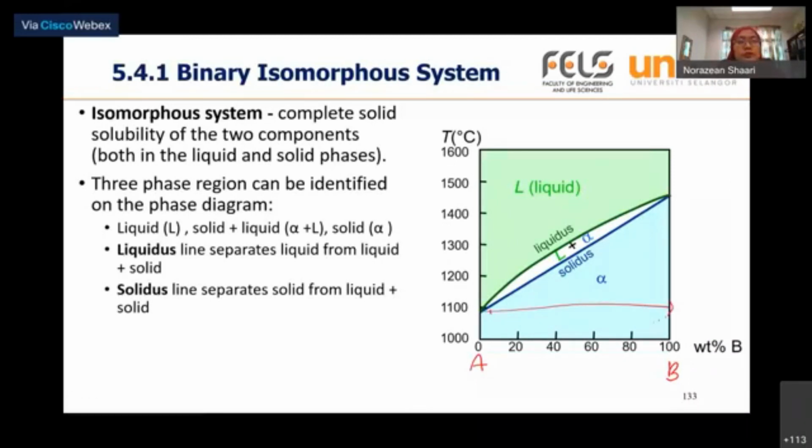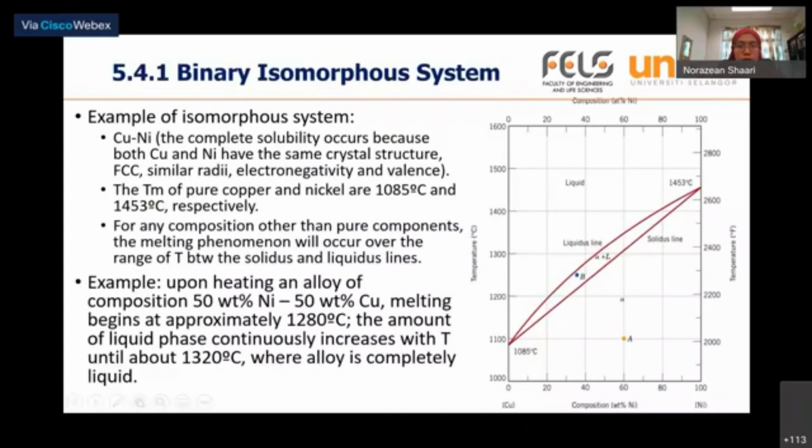So untuk binary isomorphous lebih simple. So there are three regions, which is liquid, solid dan juga a combination of liquid and solid. Then boundary line that separates these phases are known as liquidus line and also solidus line. Right, so ini contoh lah.